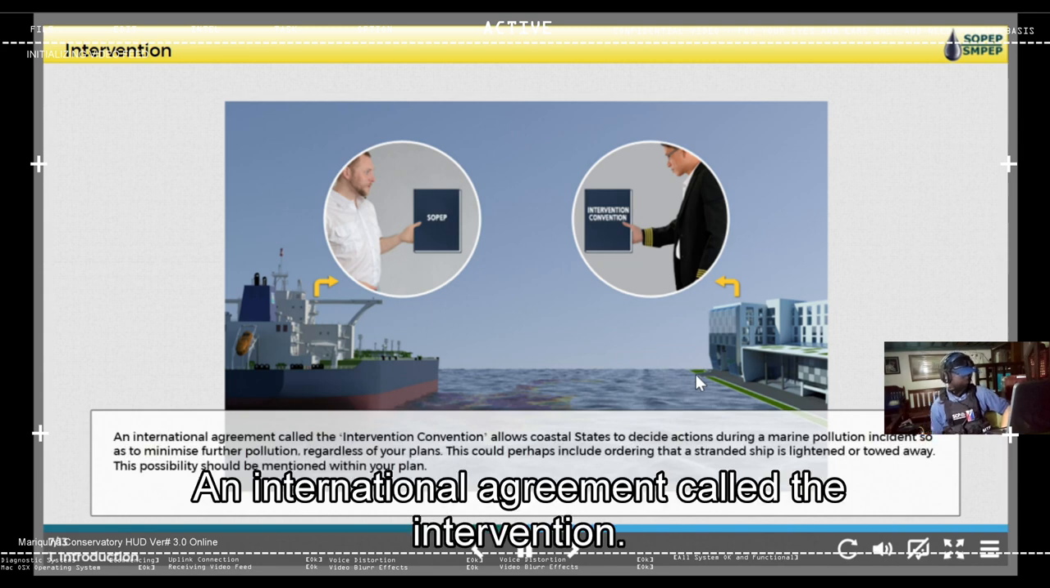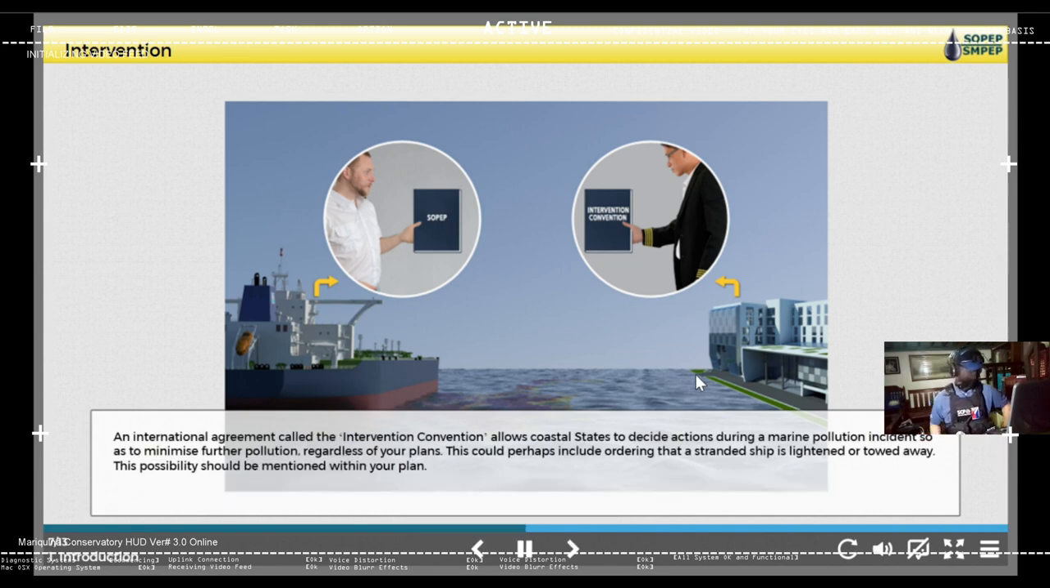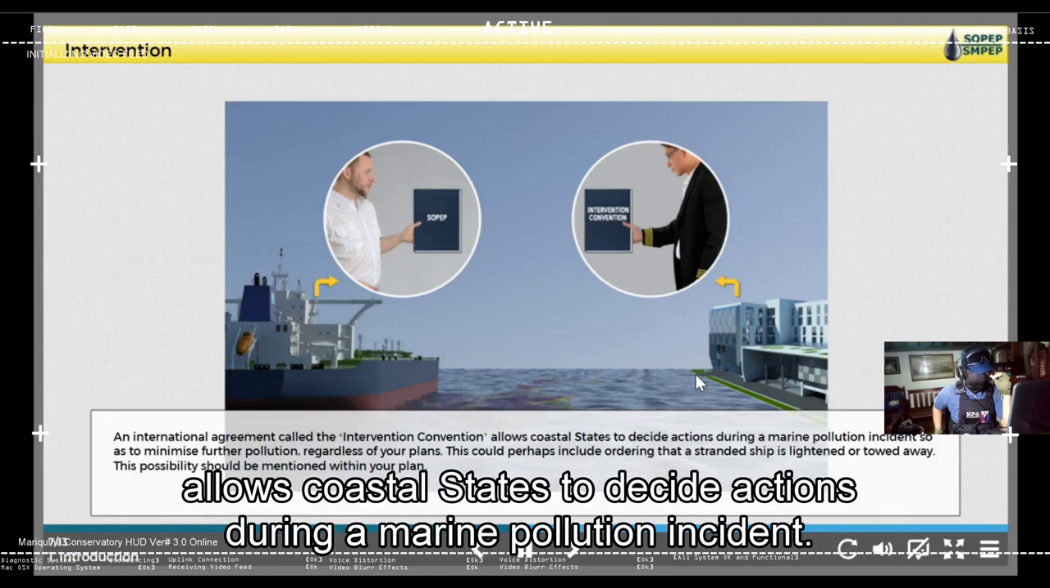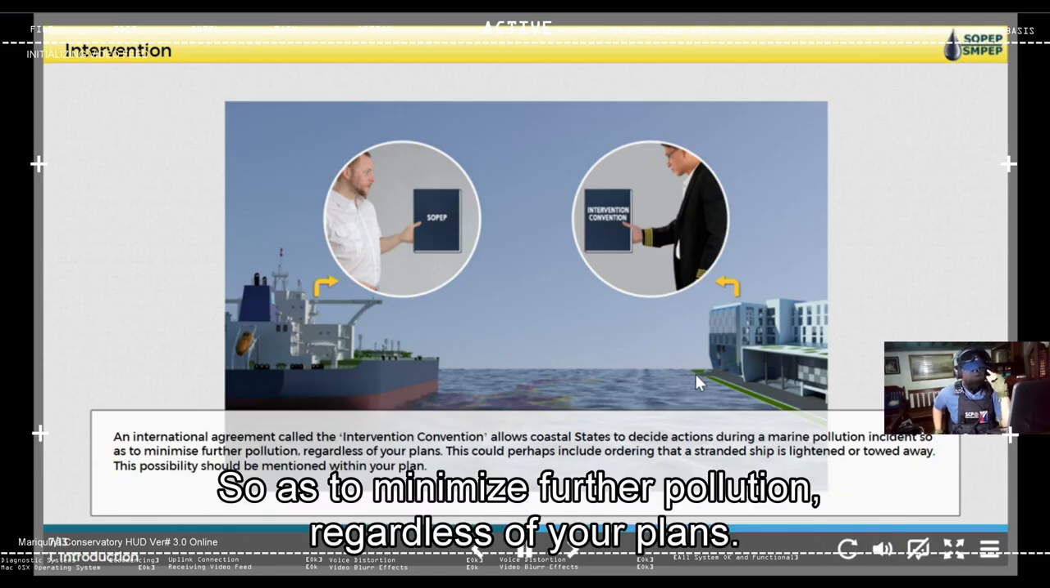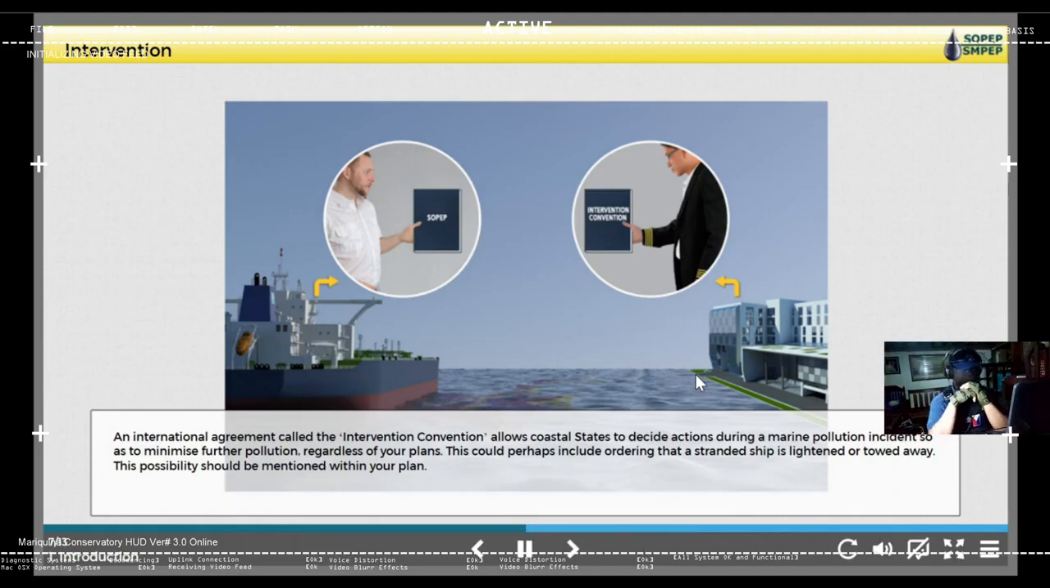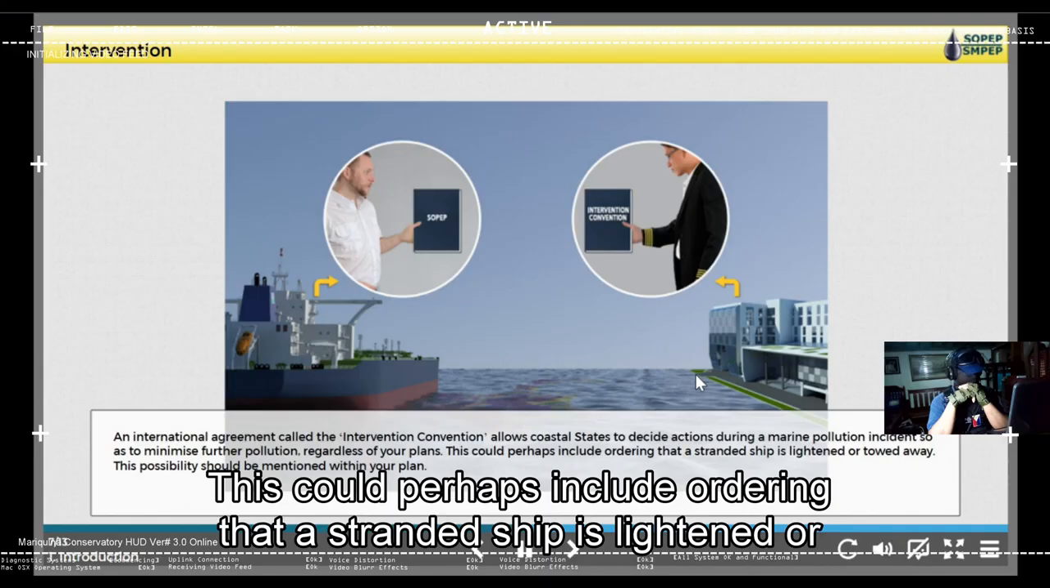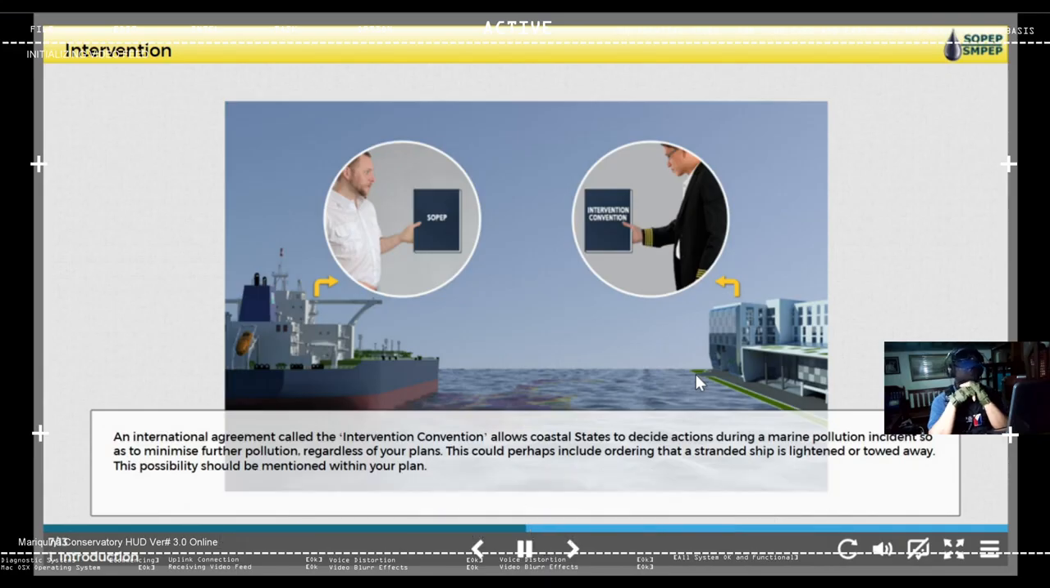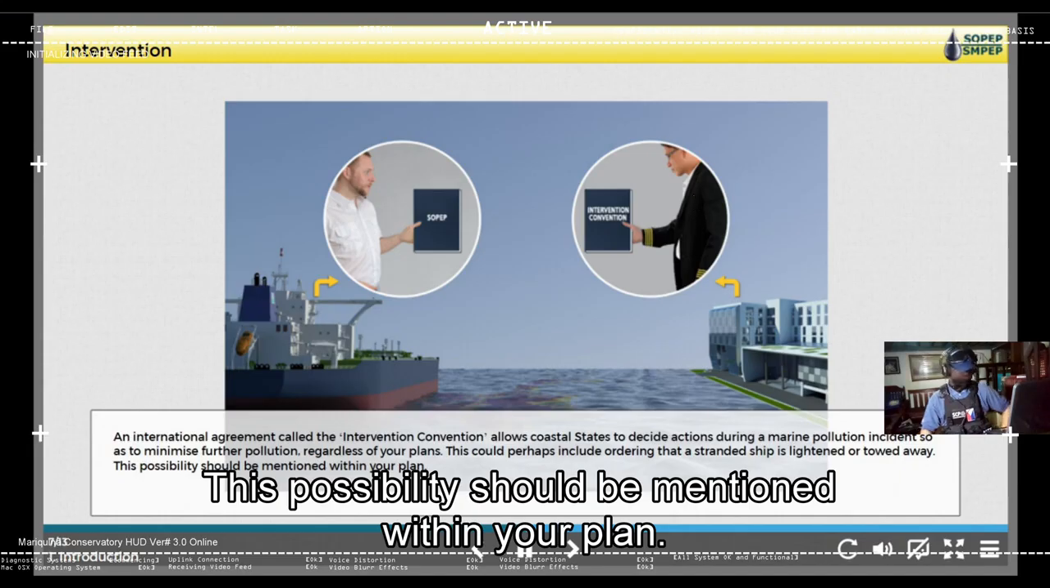An international agreement called the Intervention Convention allows coastal states to decide actions during a marine pollution incident, so as to minimize further pollution, regardless of your plans. This could perhaps include ordering that a stranded ship is lightened or towed away. This possibility should be mentioned within your plan.